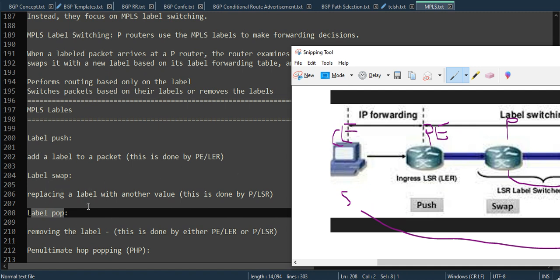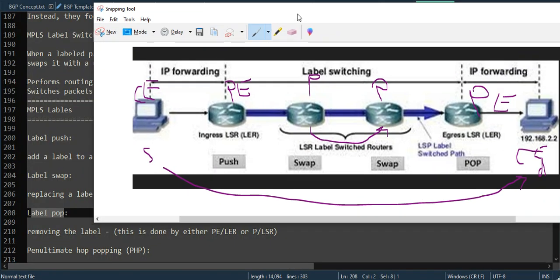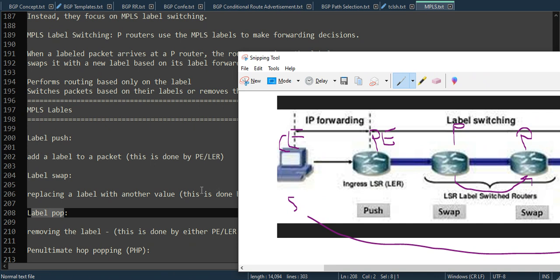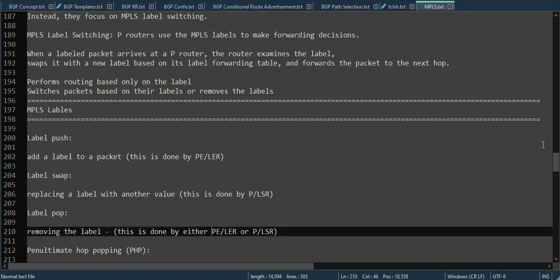And we have swap, replacing the label with another value. This is done by P routers or LSRs. And the other one is pop label, removing the label. This is done by the egress LSR.